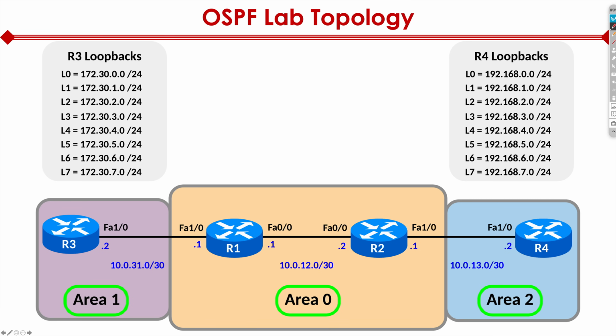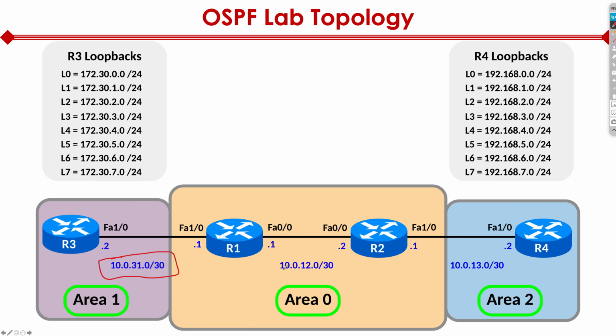When it comes to routing, there's no better way to learn. Now let me give you a quick walkthrough of this lab right here. We have two routers in the middle, router 1 and router 2, part of area 0. We have router 3 in area 1 and router 4 in area 2. Now if you start from left to right, we've got network 10.0.31.0/30 between router 3 and 1.